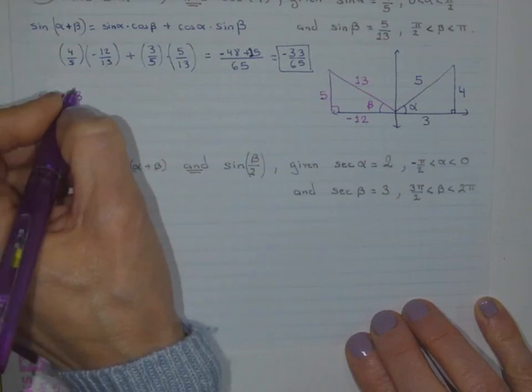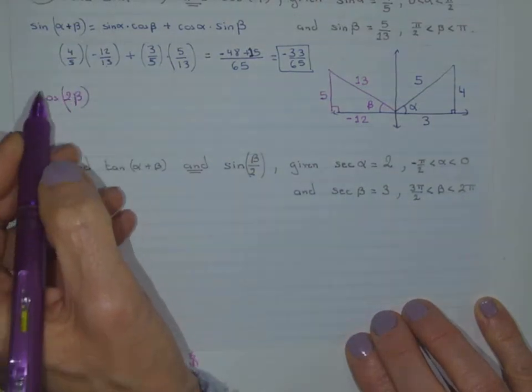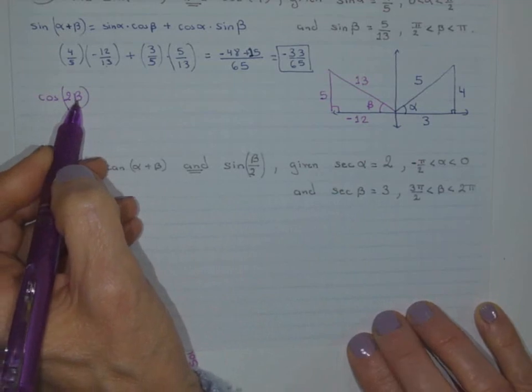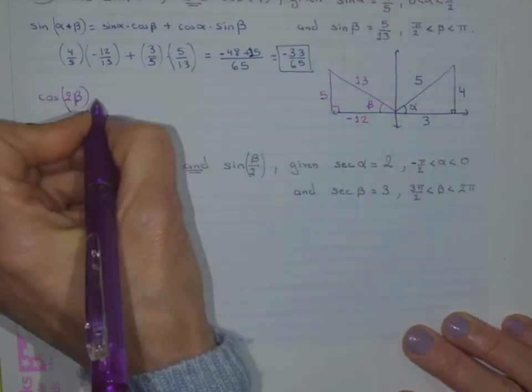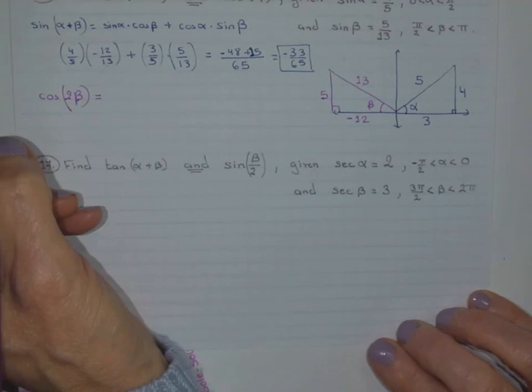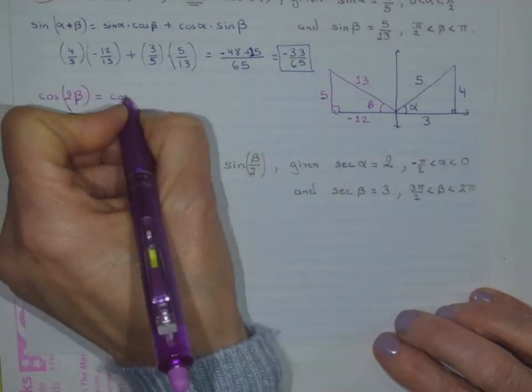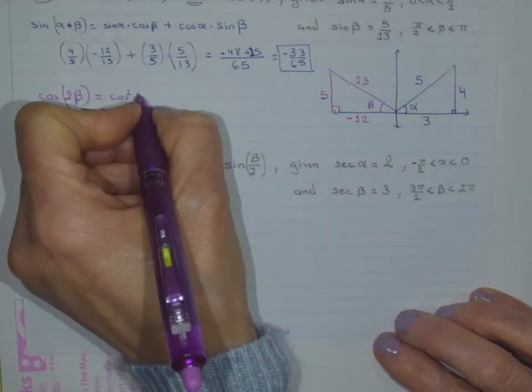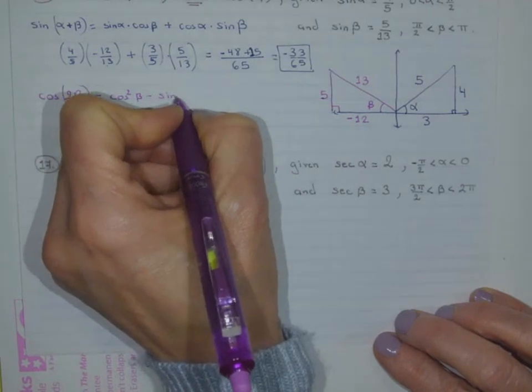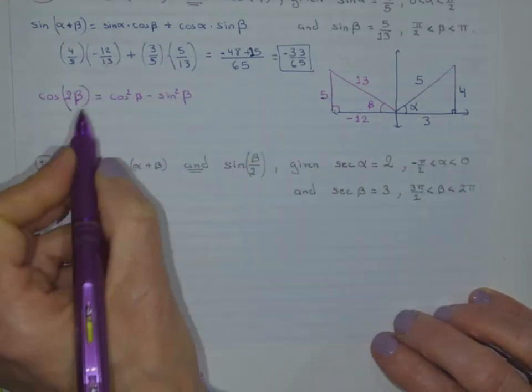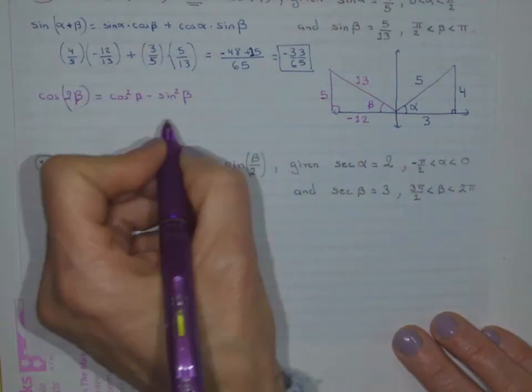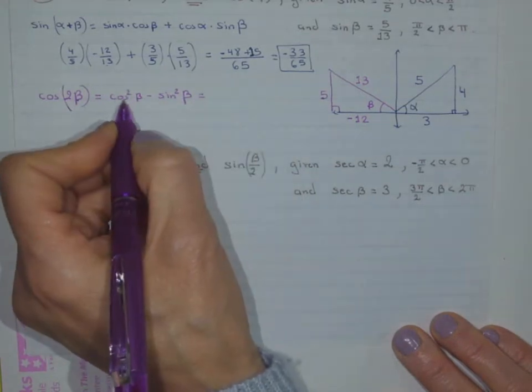So that's a different problem. Now I want a double angle, and I want the double angle of beta. So I need to go to my double angle formula, and for the cosine I have options, but I'm going to stick with my squares. So cosine squared beta minus sine squared beta is one of those formulas for a double angle for cosine, and now it's just a matter of putting in what I know.